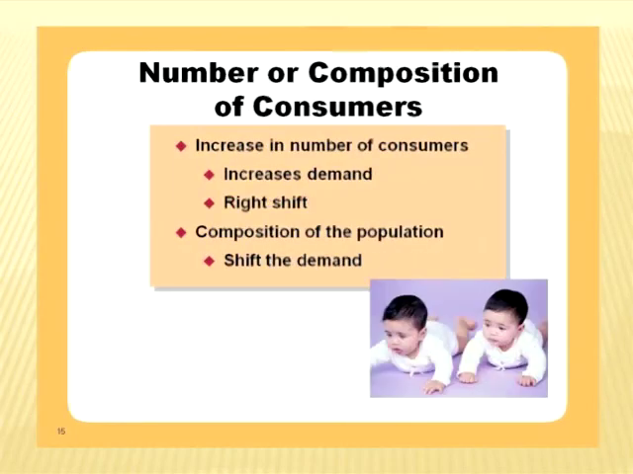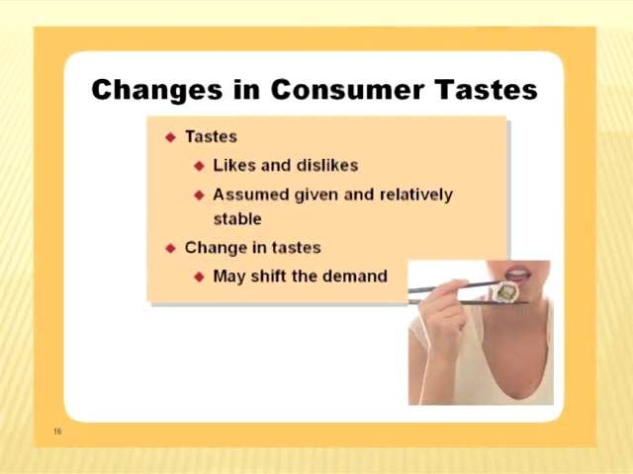The number or composition of consumers. Remember that we're talking about market demand now, so the number of consumers changes the demand level. As we get more and more consumers, it increases demand, and the actual composition of the population may change it as well. That is, as we get more and more people who are potential consumers of this product, then their demand will shift the demand curve in one direction or the other, dependent on what that composition looks like.